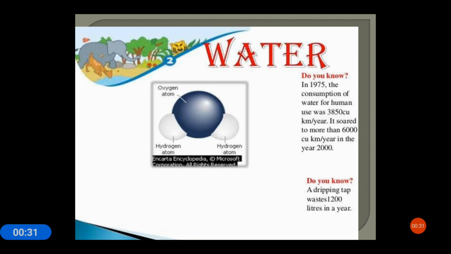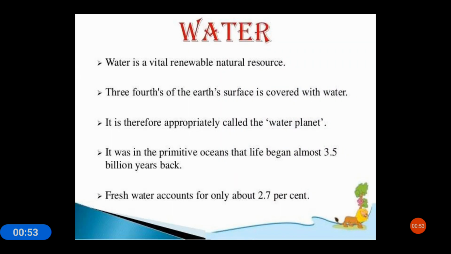Do you know a dripping tap wastes 1,200 liters in a year? So, this tells us that water is very essential. We need to preserve it and use it properly. So, a dripping tap should be repaired immediately.